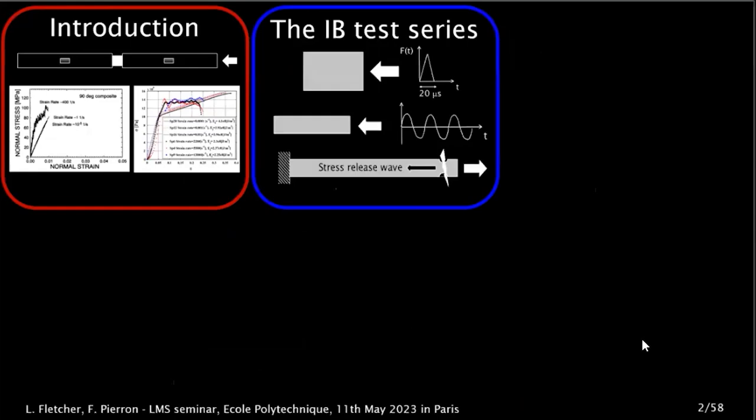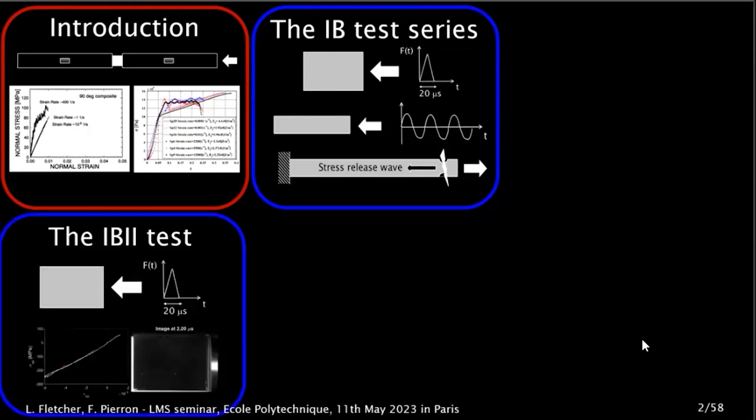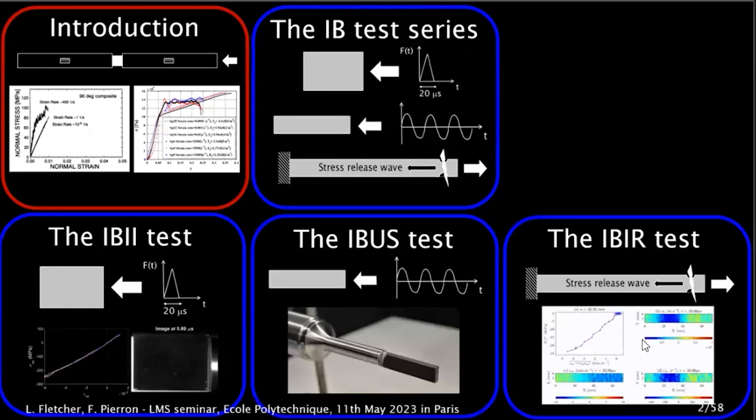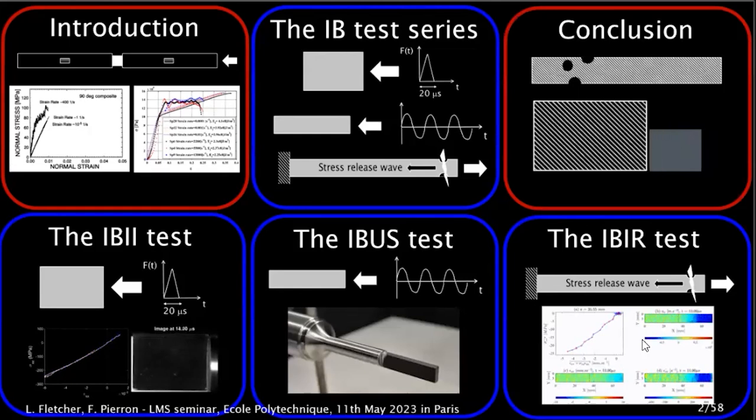I'll give a brief introduction, and then I will spend time giving you the underpinning ideas on what I call the IB test series. IB means image-based, and you will see why. And then I will detail 3 applications, 3 different configurations arising from that underpinning idea: the image-based inertial impact test, the image-based ultrasonic shaking test, and the image-based inertial release test. And you will see that they consist in different ways of inputting the deformation energy in the specimen to obtain high rate deformation. I will then give a few words of conclusion.